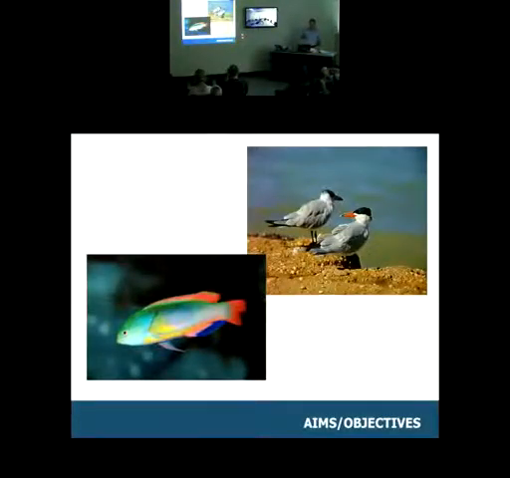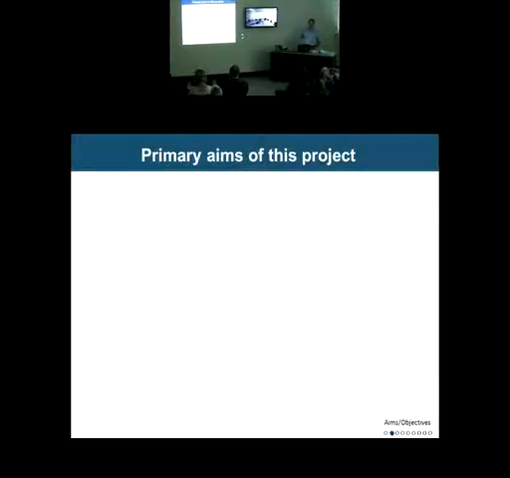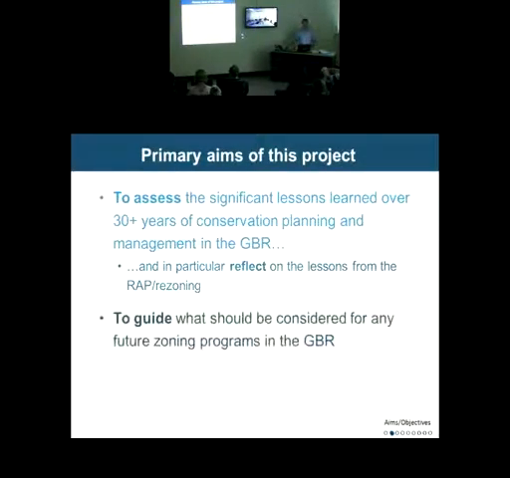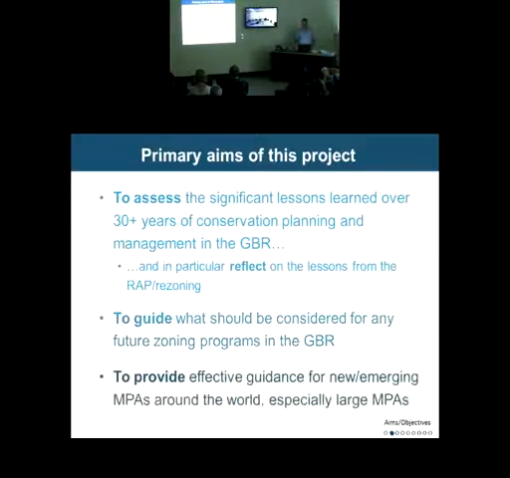So what are the aims and objectives of my thesis or my project? I've got three primary aims. Firstly, to assess the significant lessons learned over 30 years of conservation planning and management in the Great Barrier Reef, and in particular, reflect on the lessons learned from the rezoning and the representative areas program. The second primary aim, to guide what should be considered for any future zoning programs. Again, I think this is really fundamental. We need to start thinking now for the future. And thirdly, to provide effective guidance for new and emerging MPAs around the world, especially large MPAs. Again, I'll demonstrate why I think that's important.